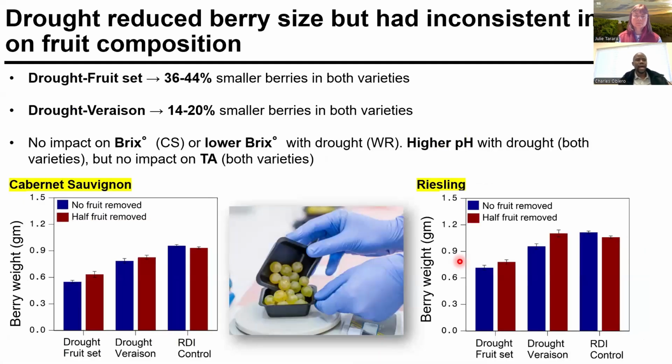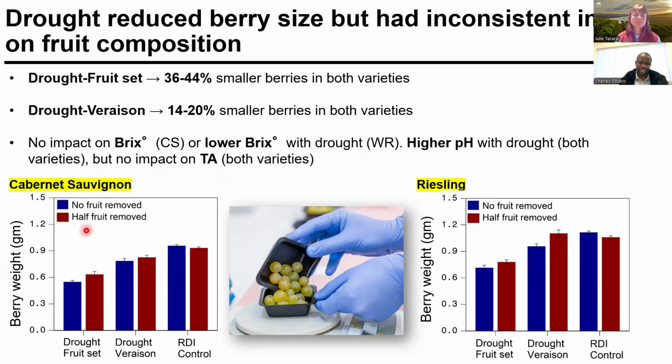Moving on here, then I was looking at the berry size. What was the impact on the berry size? It was about 36 to 44% smaller berries in both varieties with drought from fruit set, and drought from Verison was about 14 to 20%. But there was no impact on the brix in Cabernet Sauvignon, but lower brix in the Riesling. Higher pH with drought in both varieties, but there was no impact on TA.